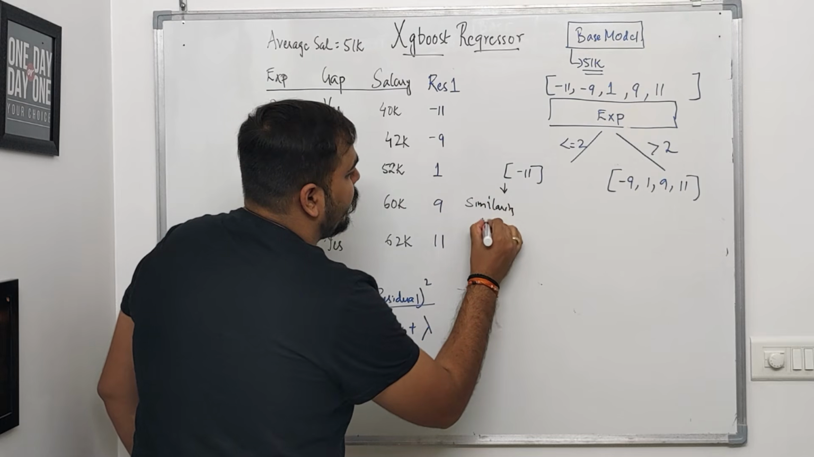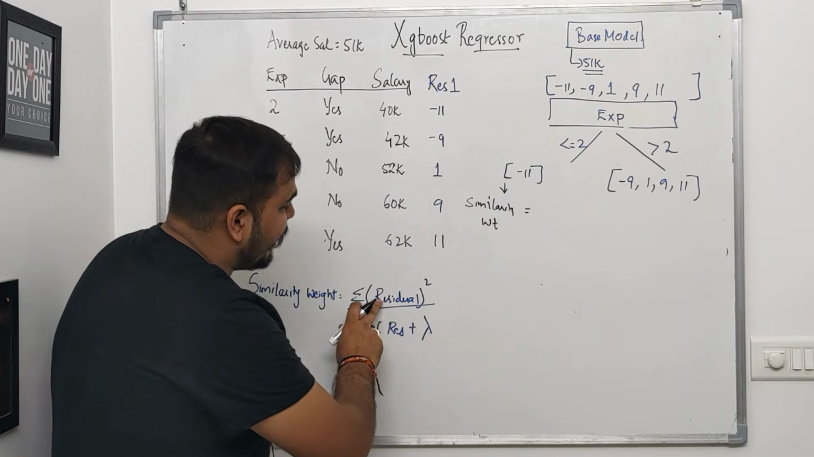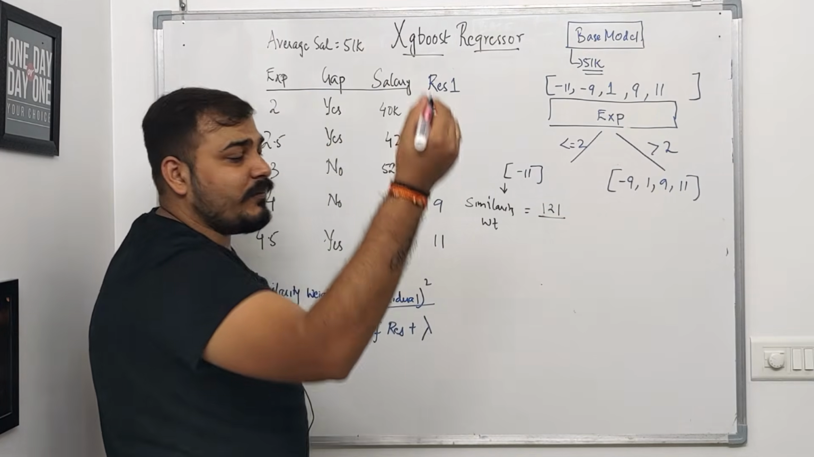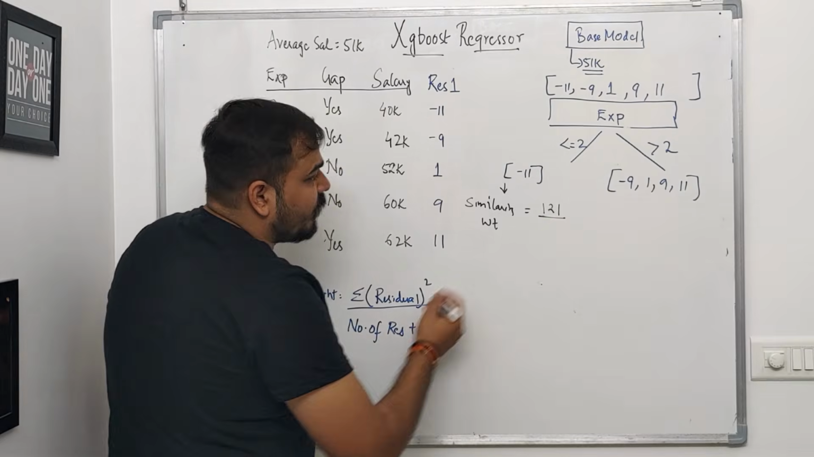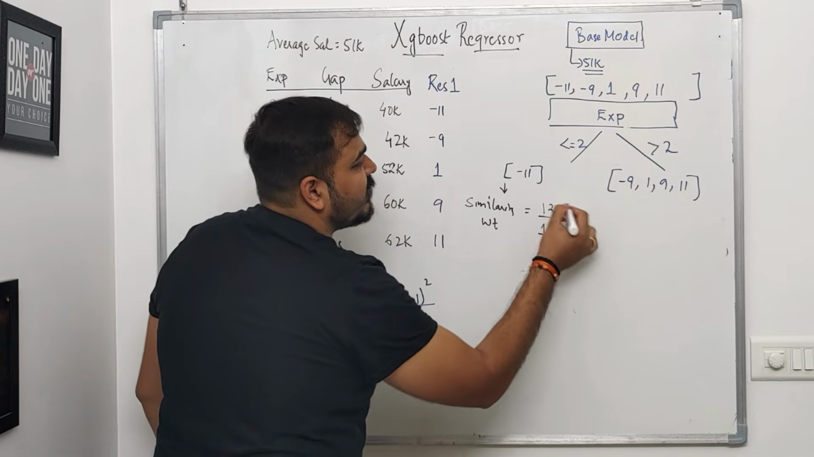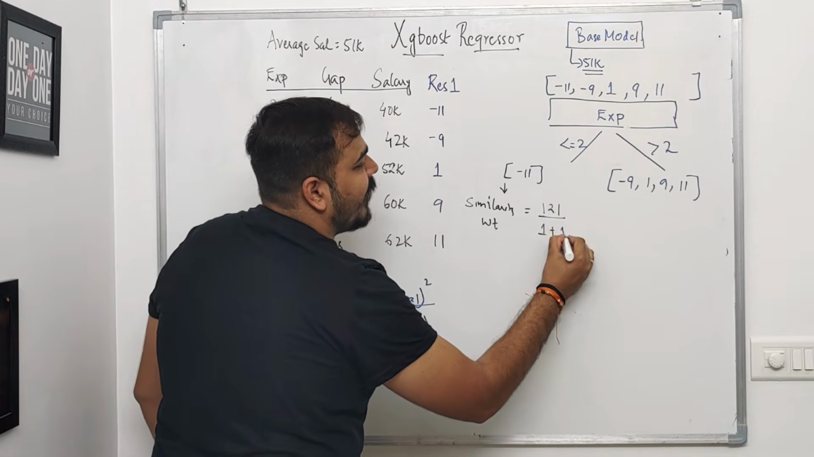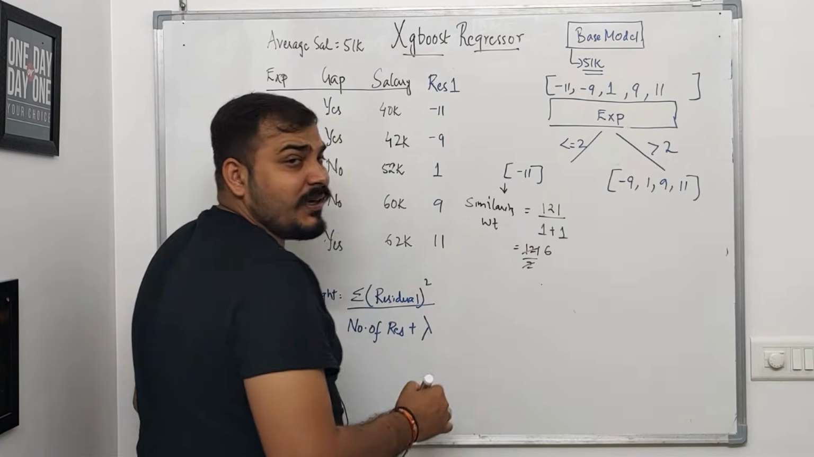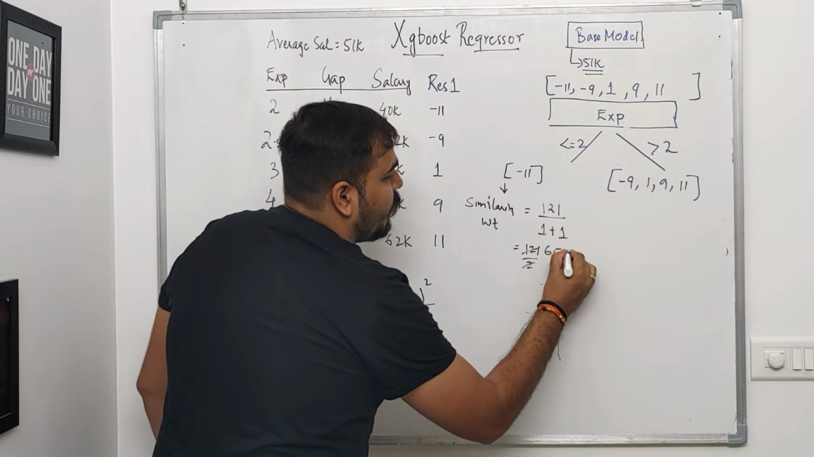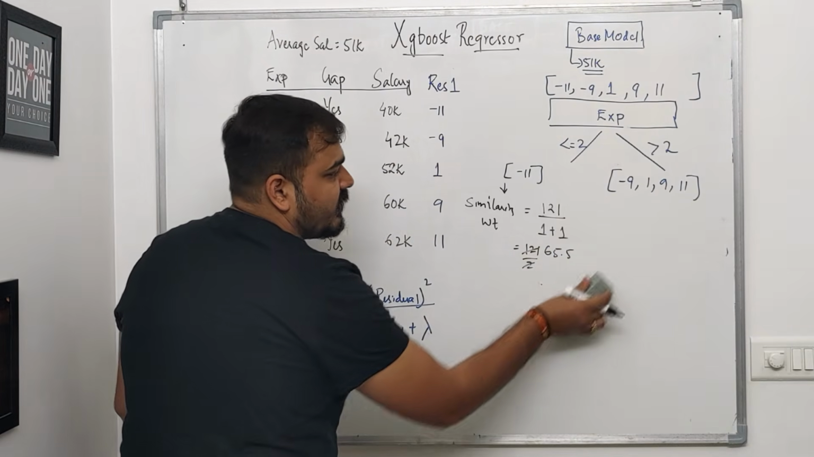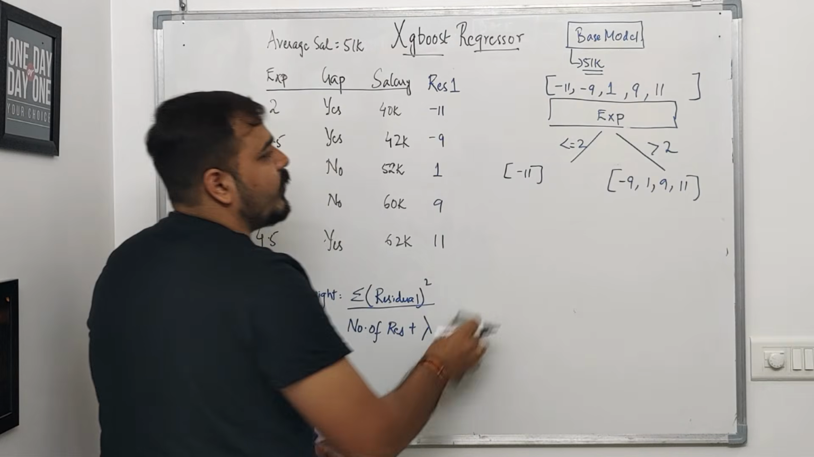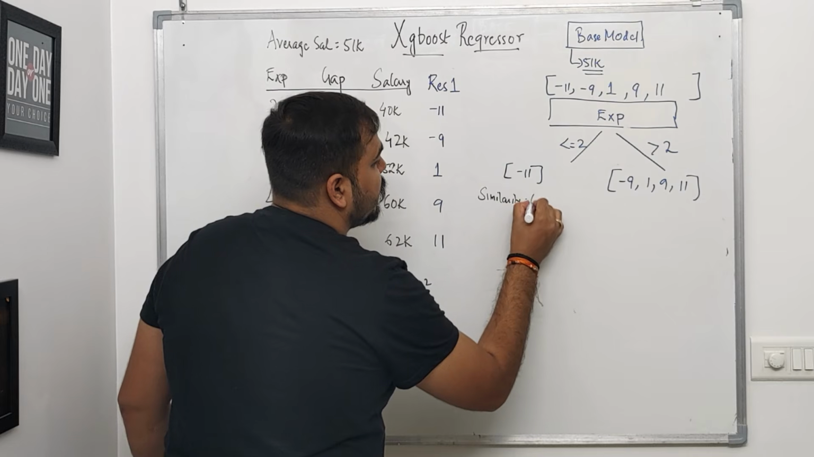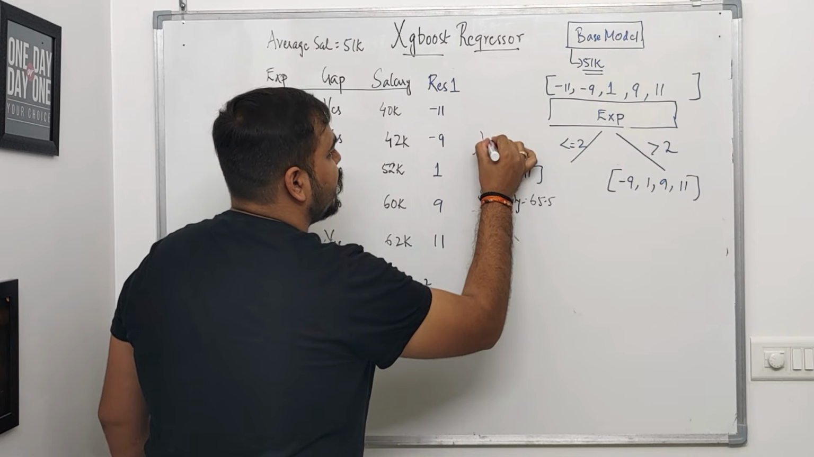So here, sum of residual square: I have only one residual, so this will become 121, because minus 11 square is nothing but 121. Number of residuals is again 1, plus in this particular case let me consider that I am going to take lambda as 1. So 121 divided by 2 is nothing but 60.5. So my similarity weight in this case is 60.5. I will write it over here. Remember, my lambda is equal to 1.